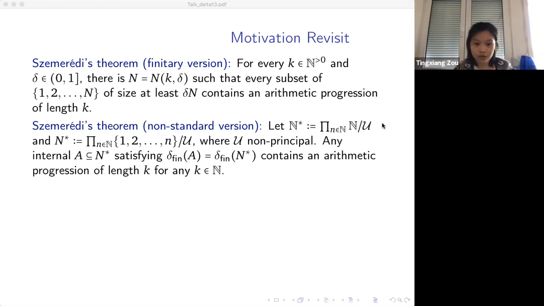a non-standard natural number n star, and you take an internal subset, so you define the internal set, also called n star, to be the interval from 1 to n. And then Szemerédi's theorem is equivalent to saying that any internal set A inside this satisfying that the fine dimension of A is the same as the fine dimension of n star will contain an arithmetic progression of length k for any k.